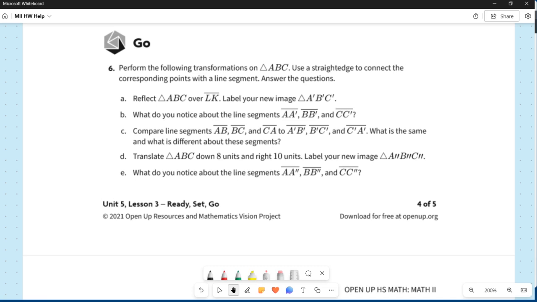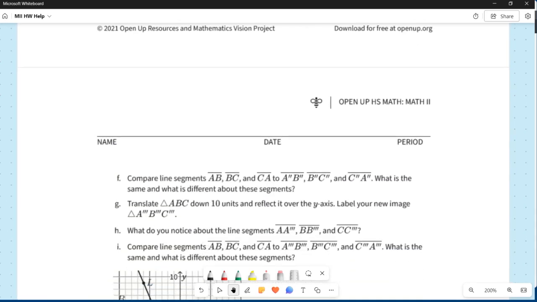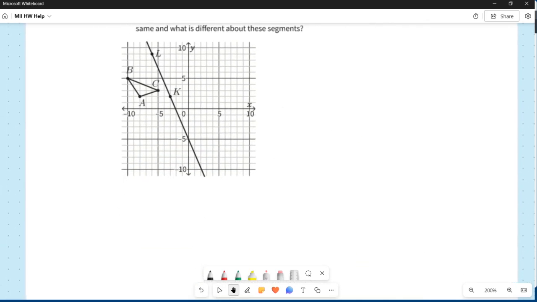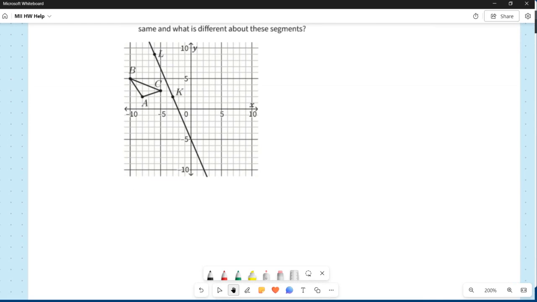So, directions for 6 say, perform the following transformations on triangle ABC. Use a straight edge to connect the corresponding points with a line segment. Answer the questions. So, part A, reflect triangle ABC over line LK. Label your new image triangle A prime, B prime, C prime. Looking at our picture here, we've got a triangle in quadrant 2, and the first part of this problem is asking us to reflect that triangle over LK.